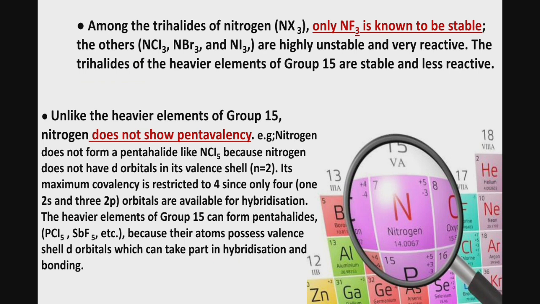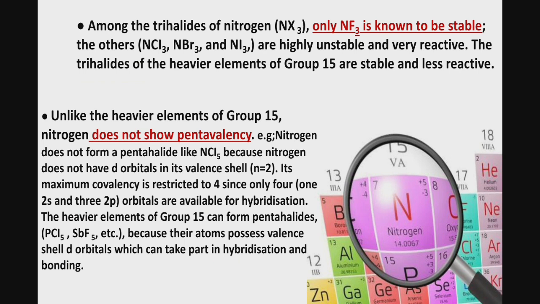We can accept a question here. There is no NCl5, but there is PCl5. Here is the reason: nitrogen does not form a pentahalide like NCl5 because nitrogen does not have d orbitals in its valence shell, that is, n is equal to 2. There are no d orbitals in nitrogen, and its maximum covalency is restricted to 4.